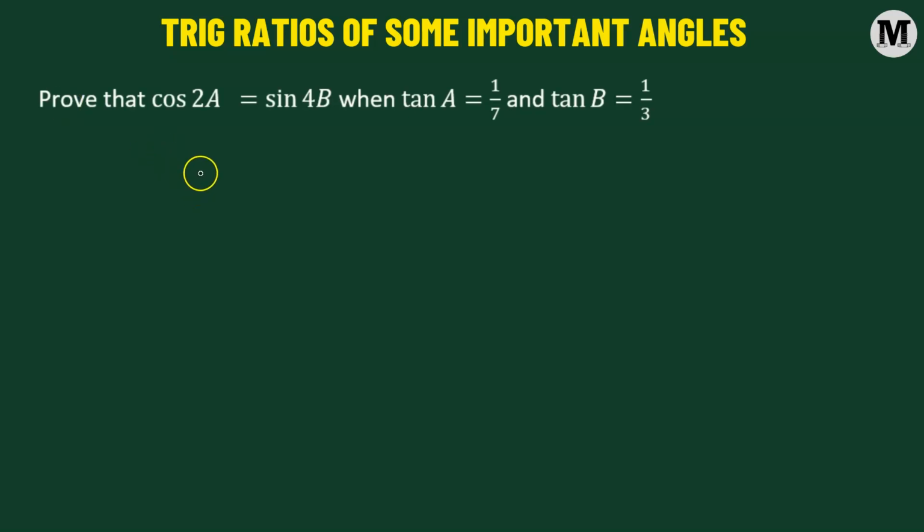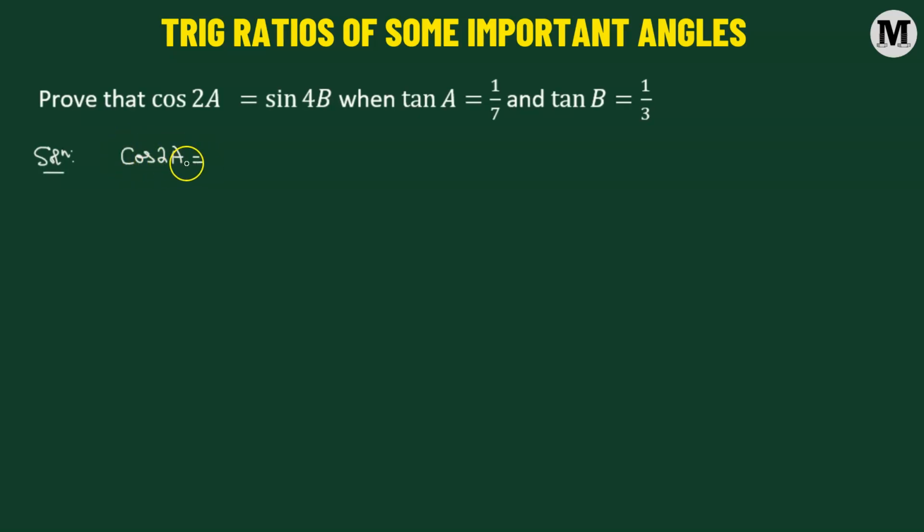So here we need to prove that cosine of 2a equals sine of 4b, with two values given to us: tangent of a and tangent of b. Let us begin. We'll find the value of each of cosine 2a and sine 4b separately, and we will find that both have equal values. Let's first begin by defining cosine of 2a.